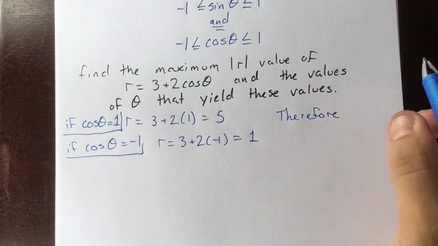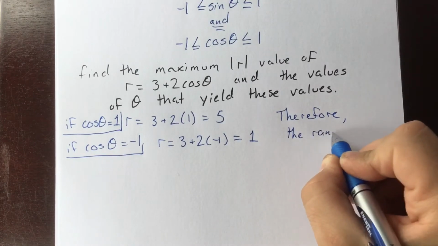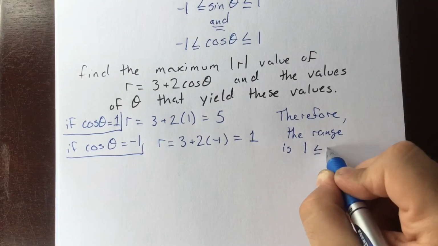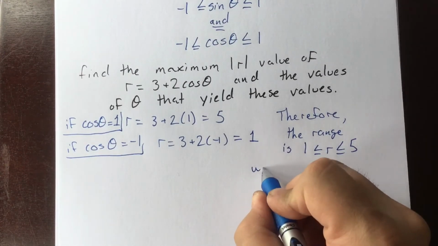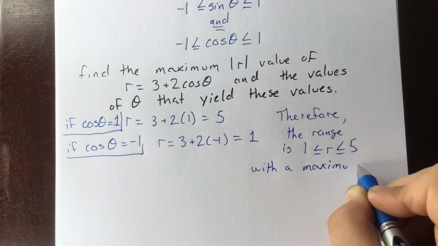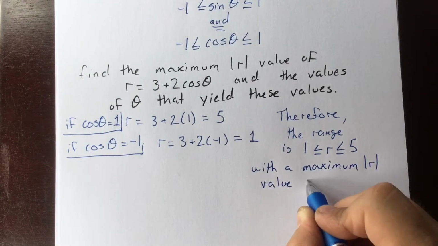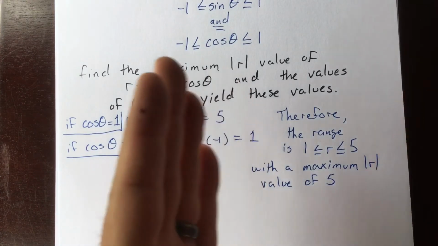So we're going to say, therefore, the range is from +1 to +5 with a maximum R value of 5. Okay? And the reason why I say, again, the absolute value, addressing it right here.